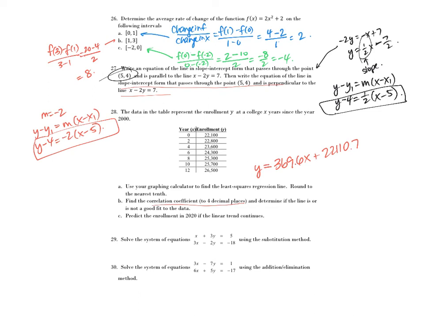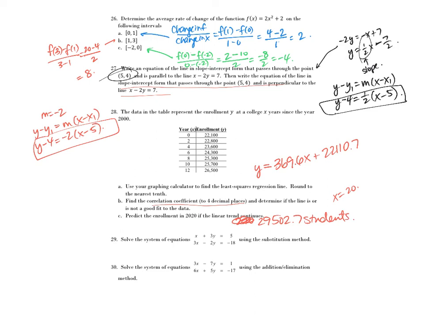Then predict the enrollment in 2020. So that's going to be when X equals 20. If I plug in X equals 20, I get 369.6 times 20 plus 22,110.7. So I got 29,502.7 students.